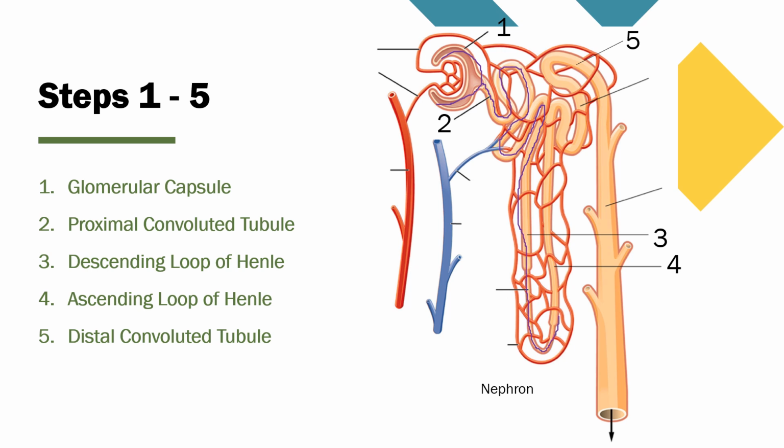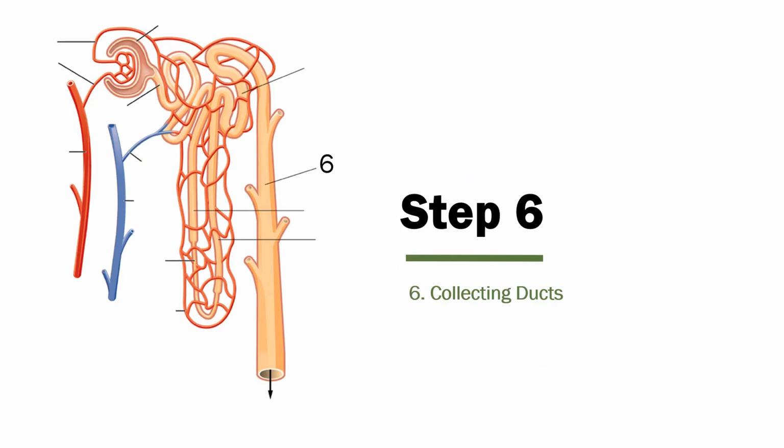Continues around into the ascending loop of Henle, and then it continues to follow the tube all the way up to the distal convoluted tubule. In this step, remember we just left the distal convoluted tubule. We're moving down into the collecting ducts.